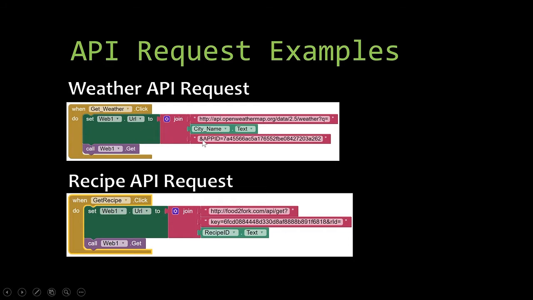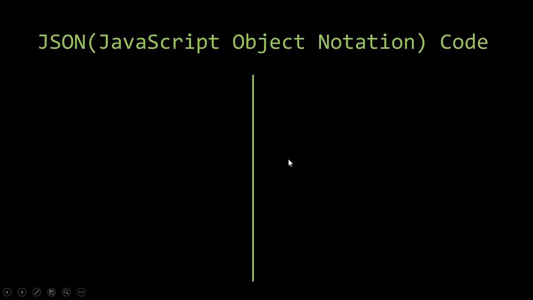Again, all you're doing is making a URL, and then you use the web1 or the web component get, which is the HTTP get method, and you're getting all the information from that API. The problem is it's going to send it in JSON. It's going to send a bunch of information, and JSON is kind of a little goofy. So we're actually going to have to parse that information.